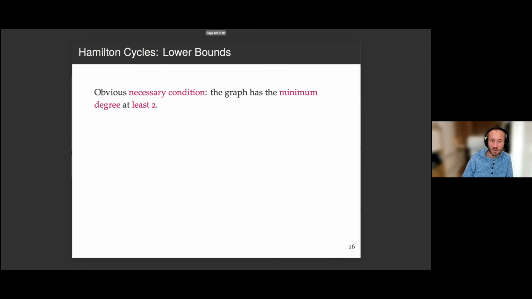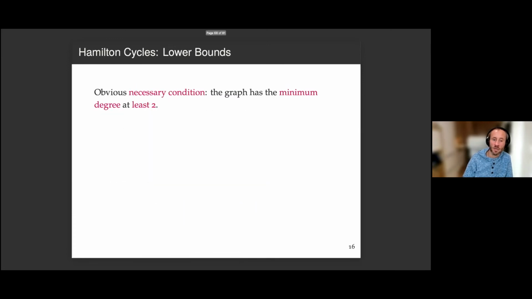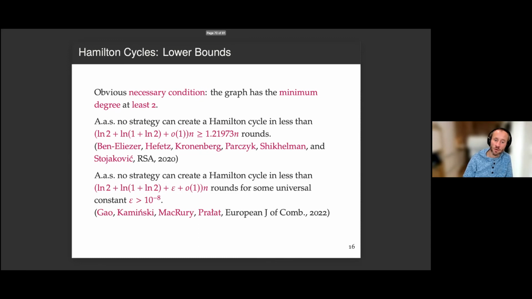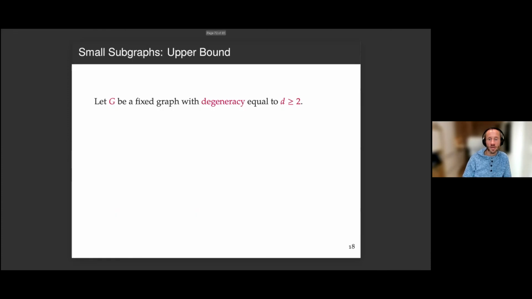I don't know how far below. I hope we go below 2, but I don't know how much. Probably not much below 2. So the upper bound will be close to 2, and the lower bound is still very close to 1.21. So this problem is wide open for Hamilton cycles. And then let me spend the last 5 minutes I have left, or 10, talking about small subgraphs.